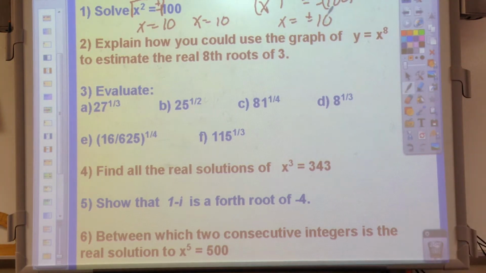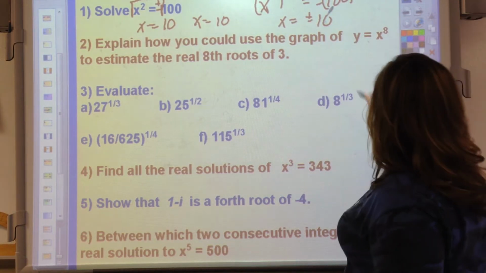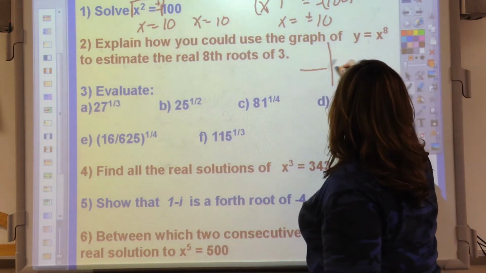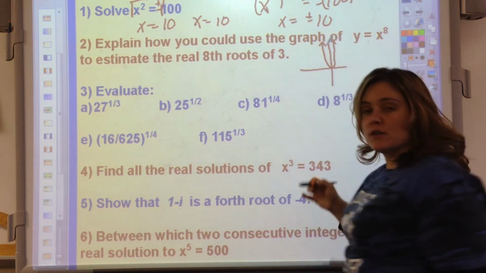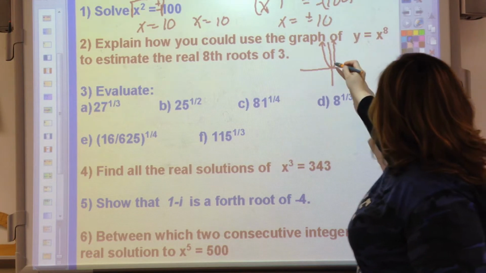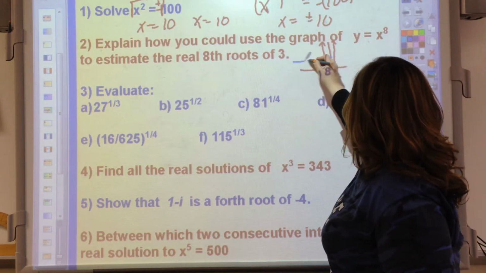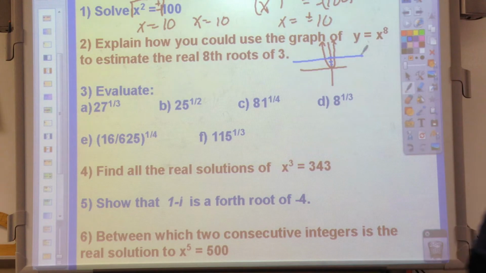For number two, if we wanted to explain how we can use the graph of y equals x to the 8th to estimate the real 8th roots of 3, here's what you're going to have to do. X to the 8th we know is going to be a super skinny parabola that looks like this. Agreed? Y equals 3 is going to be a horizontal line like this. Now look at that graph and think about how we could estimate the real 8th roots. There's some non-real roots of 3, but let's start with the real roots of 3.